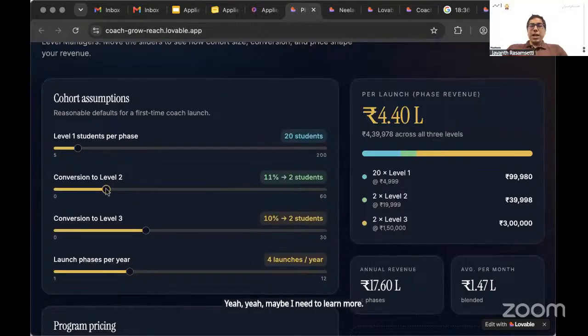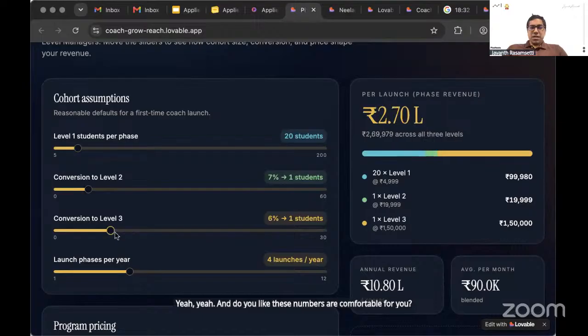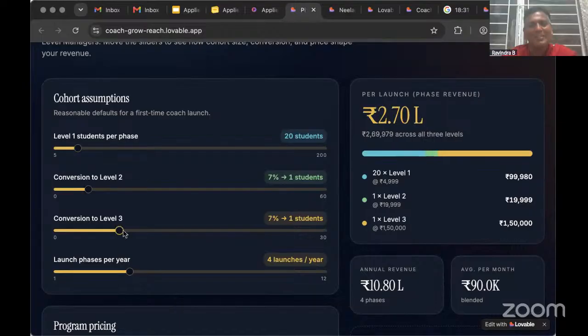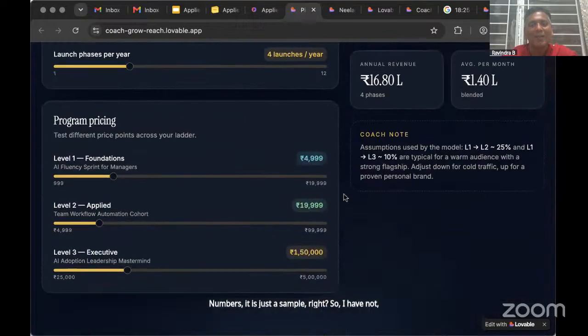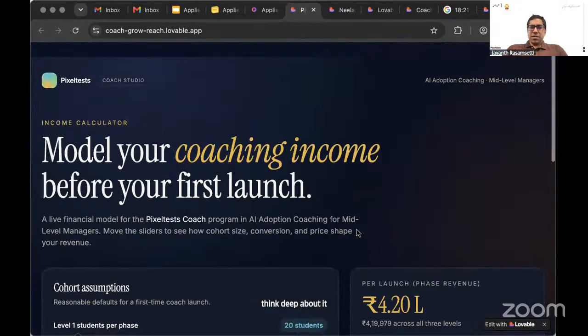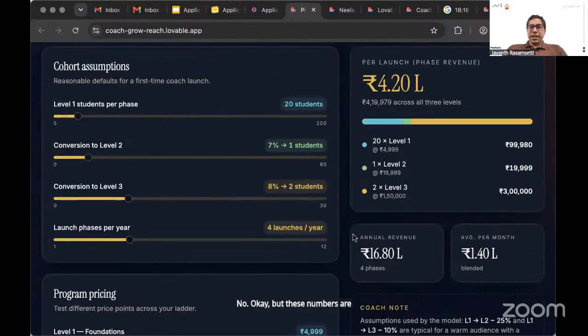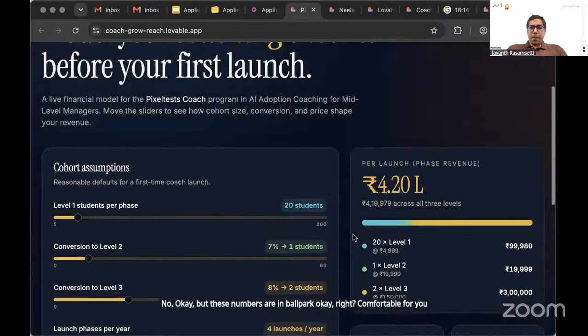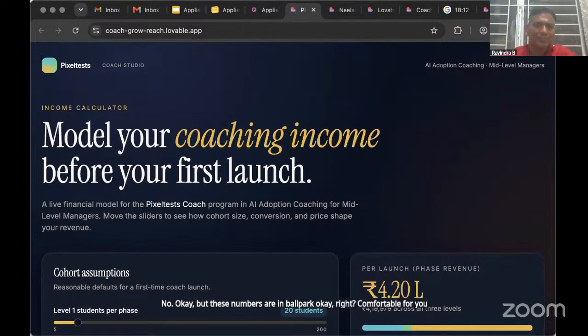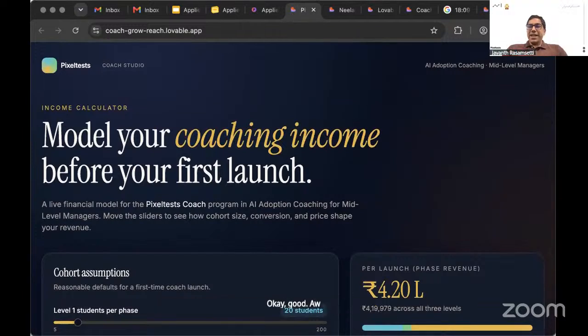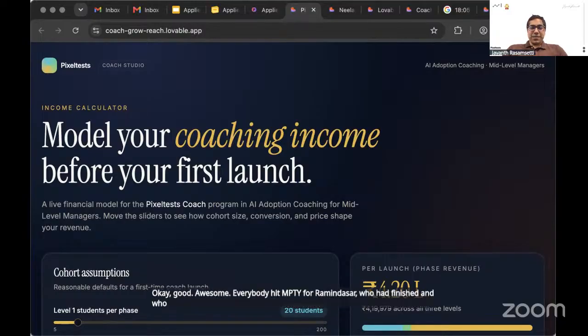And are these numbers comfortable for you? Numbers, it is just a sample, right? So I have not thought deeply about it. Okay, good. But these numbers are in the ballpark, right? Comfortable for you. Yeah. Okay, good. Awesome. Everybody hit MPTY for Ravinder sir, who has finished and who's actually taking this to the next level.